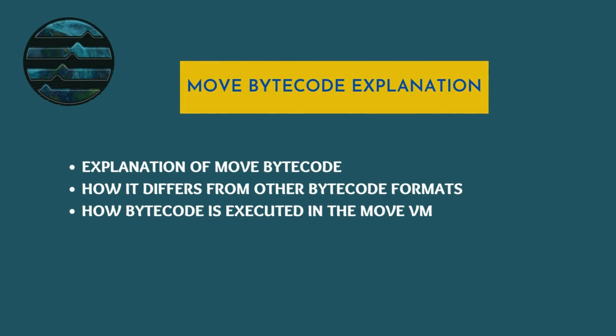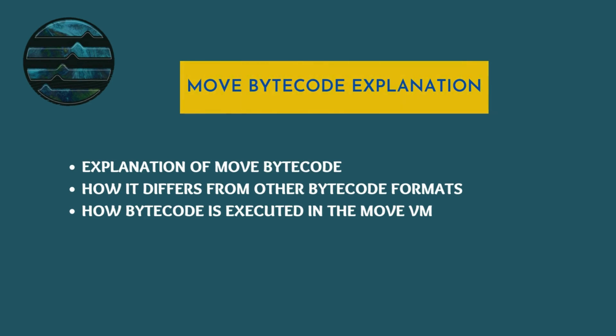Each instruction in Move bytecode is represented by a single byte opcode, which is followed by 0 or more operands. The operands are pushed onto the operand stack and used as inputs for the instruction. The instruction then operates on the inputs and produces outputs, which are also pushed onto the operand stack.